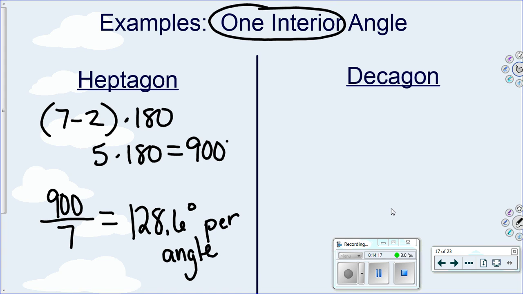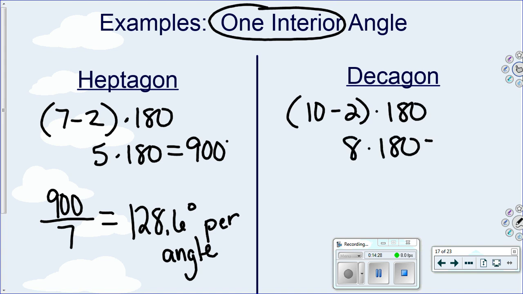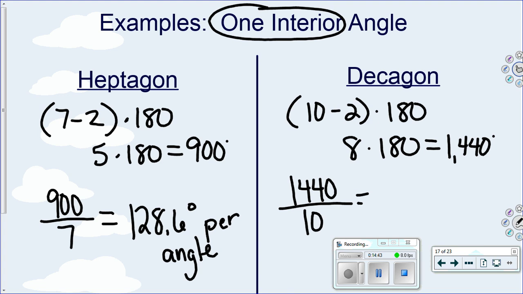In a decagon, which has 10 sides, I'm going to use my formula again. 10 is the number of sides, minus 2 times 180. 10 minus 2 is 8. 8 times 180 is 1,440 degrees. That's the sum of all of the interior angles. But I only want to know for one, so I'm going to take 1,440 divided by how many angles I have in my shape, and I get 144 degrees per angle.